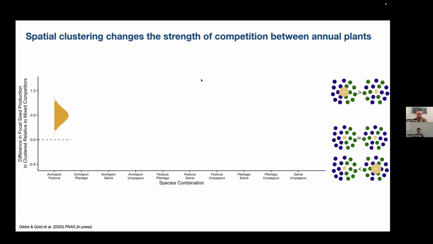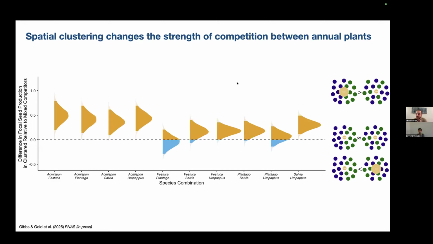Amongst these plants, it turns out that this is actually the typical outcome across these background species combinations. So I've colored all of these posterior densities orange when they're above zero, and that's the most common outcome. So there are higher order interactions amongst these plants, and they tend to be of the competitive flavor, of the competitive variety. So across all these different background species combinations, it tends to be the case that the focal plants produce more seeds when their background competitors are clustered relative to when they're mixed.